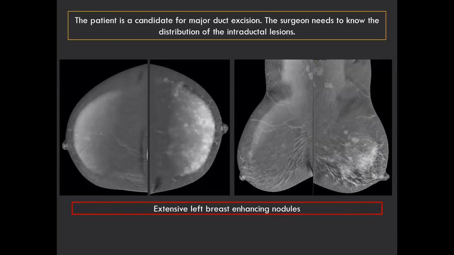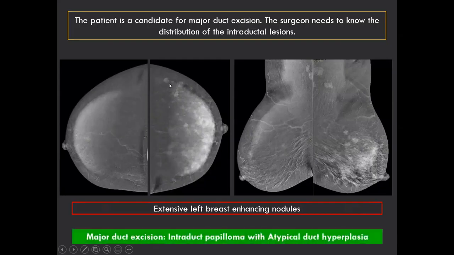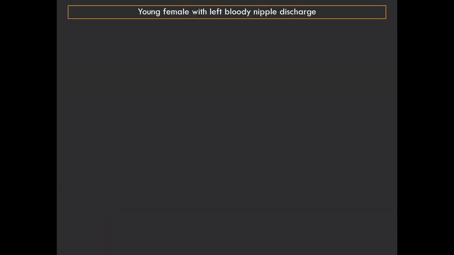And as you see, in contrast imaging, although it is not diagnostic of the intraductal location of these lesions, it shows us the actual distribution of the papillomas within the breast. The patient underwent major duct excision, and these were intraductal papillomas with atypical ductal hyperplasia.